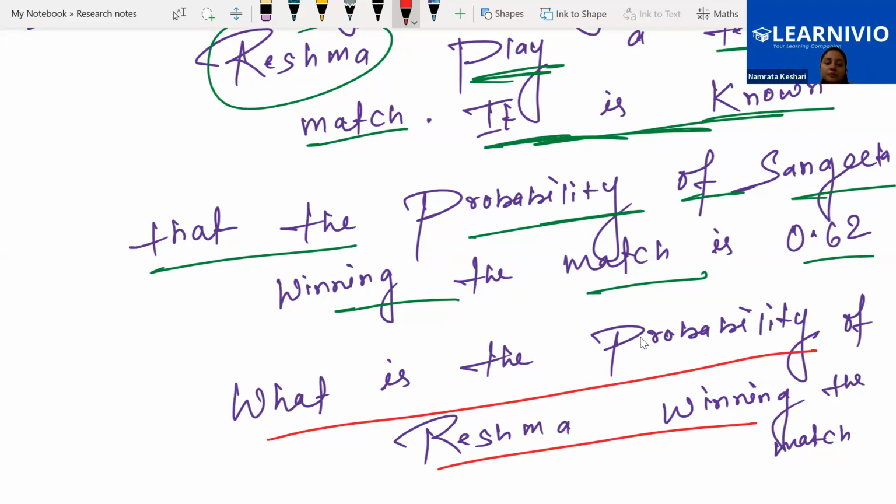Yes, ma'am. Is it clear to everyone? We are not going to talk about favorable outcome. We are not going to talk about total outcome. Just with the help of this complementary event, where one is exactly the reverse of the other, that's called a complementary event, we are finding the result. Getting it? Yes or no? Yes, ma'am.